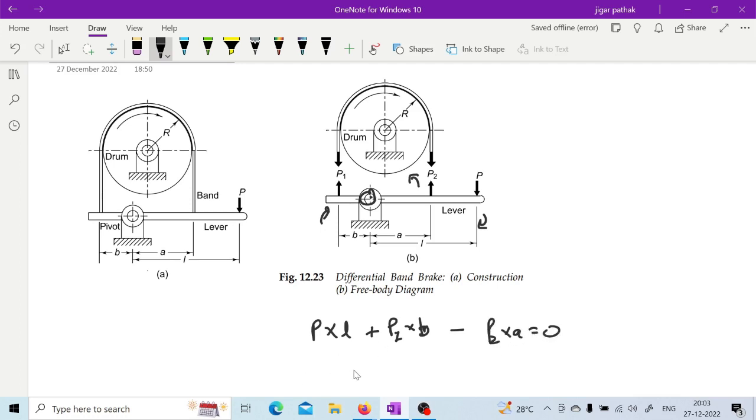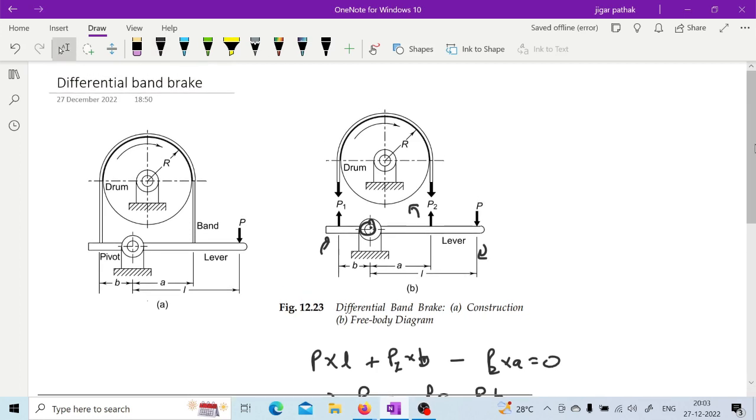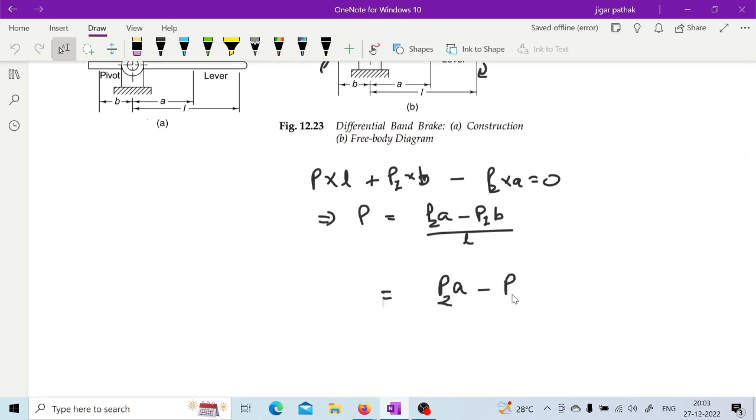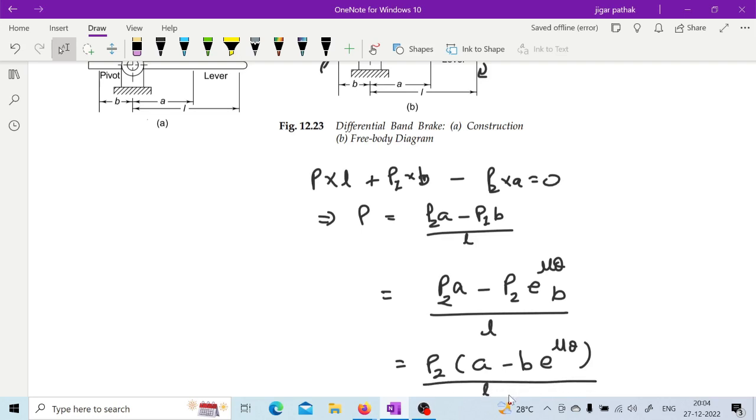From this you can write that the effort which is required is given by (P2A minus P1B) divided by L. Here also, if you further simplify it, you know that P1 is given as P2 e raised to mu theta. If you take P2A minus P1B with P1 as P2 e raised to mu theta, then it will give you P2 (A minus B e raised to mu theta) divided by L. So this is how the braking effort is calculated in the differential band brake.